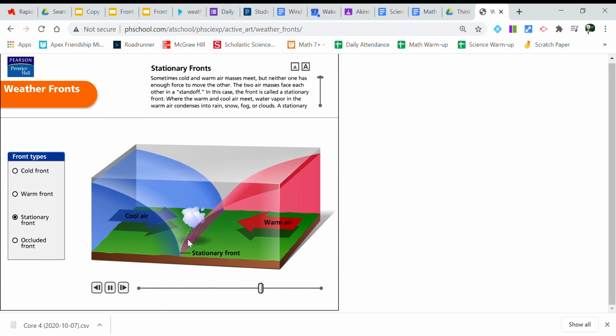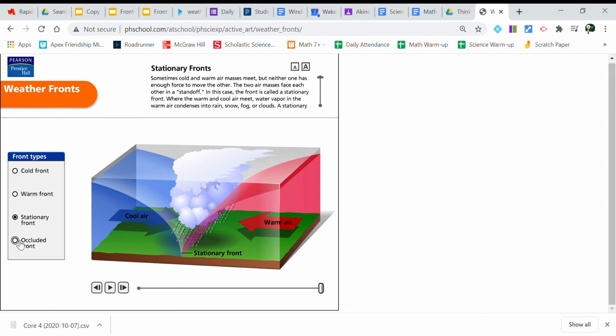And so the weather we're going to get from this is going to be very similar to a warm front, because we're going to have that longer period of rain, typically light rain, overcast skies, but not really the heavy rain and severe weather that we would get with a cold front.